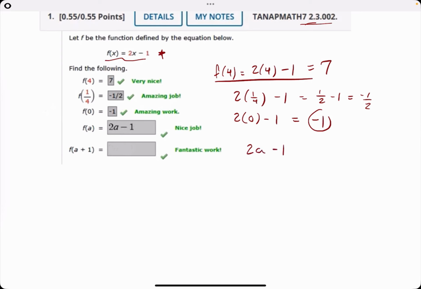F of a plus 1 means we're plugging in a plus 1 wherever we see x. So 2 times a plus 1 minus 1. That's 2a plus 2, if we distribute, minus 1. So that's 2a plus 1.